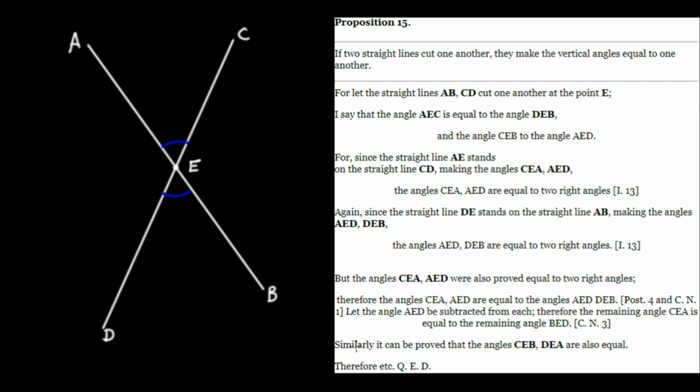And he says, similarly, it can be proved that the angles CEB, that's over here, and DEA are equal by a similar argument. And you can do that on your own as an exercise. It's going to be a very similar argument.